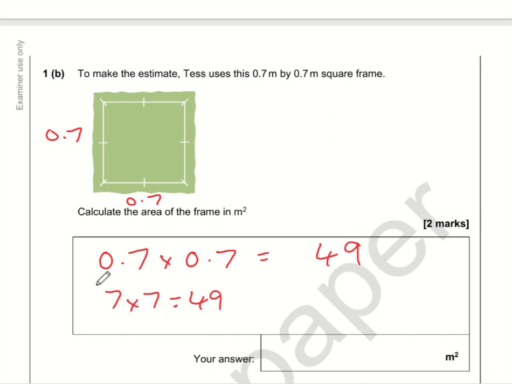What we need to do in this question is ask yourself, how many numbers do you see after a decimal point? Well, there's one there, and there's another one there. So in total, 2 digits come after a decimal point. Therefore, we need to make sure that the answer has 2 digits after a decimal point. So the decimal point needs to go there. So 0.49, we just need a 0 in front of it. So that is 0.49 square meters.